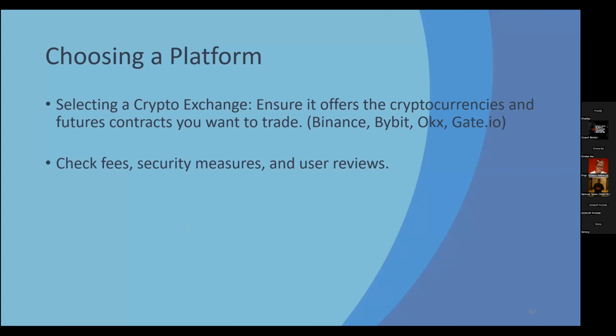So some countries restrict trading futures while some allow it. Nigeria allows it; there's no embargo on trading futures in Nigeria for now. So you can use Binance, Bybit, or OKX, whichever one. Depending on your location, if you cannot use Bybit to trade futures, try OKX or Gate.io. It's okay, that's how it works. Then check fees, security measures, and user reviews too.